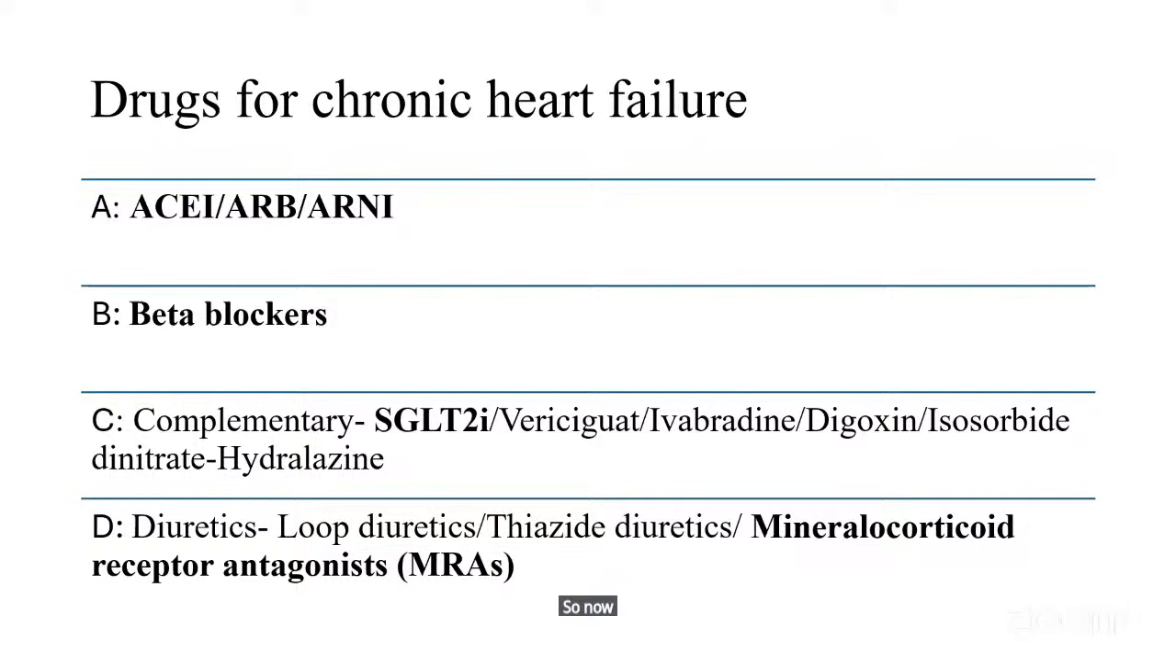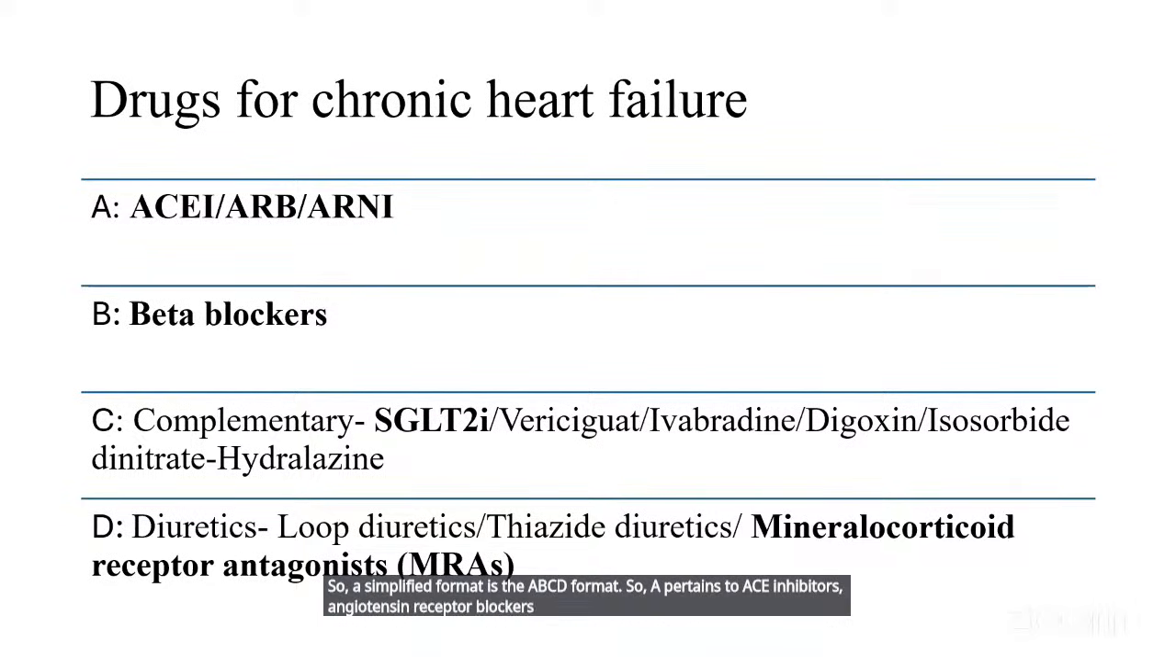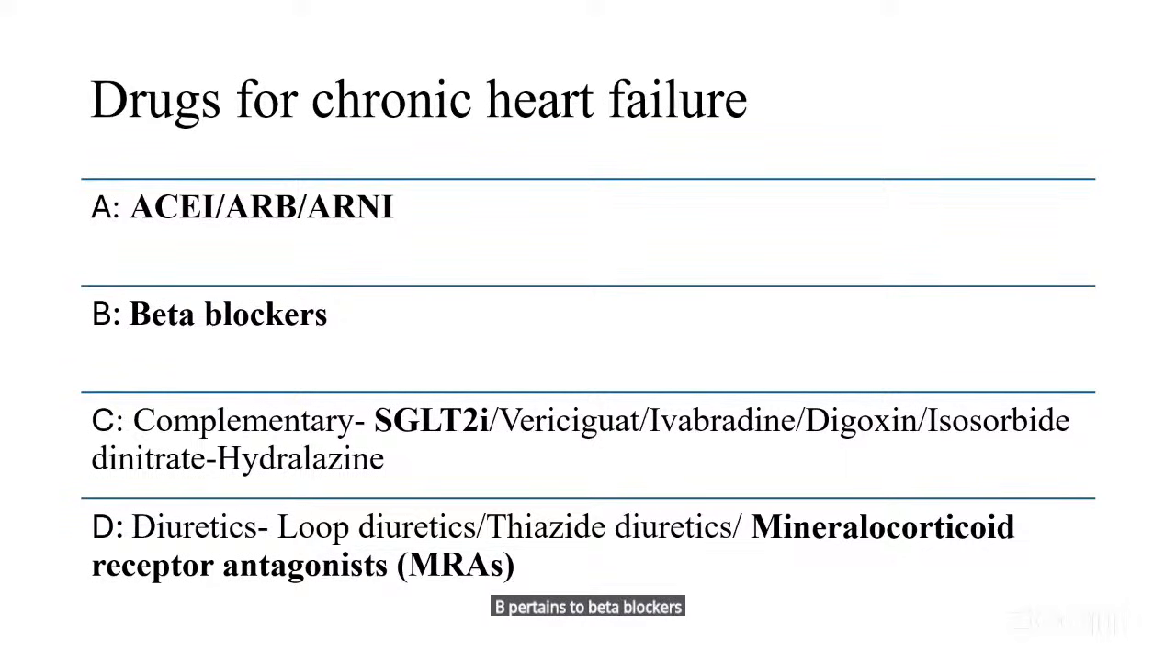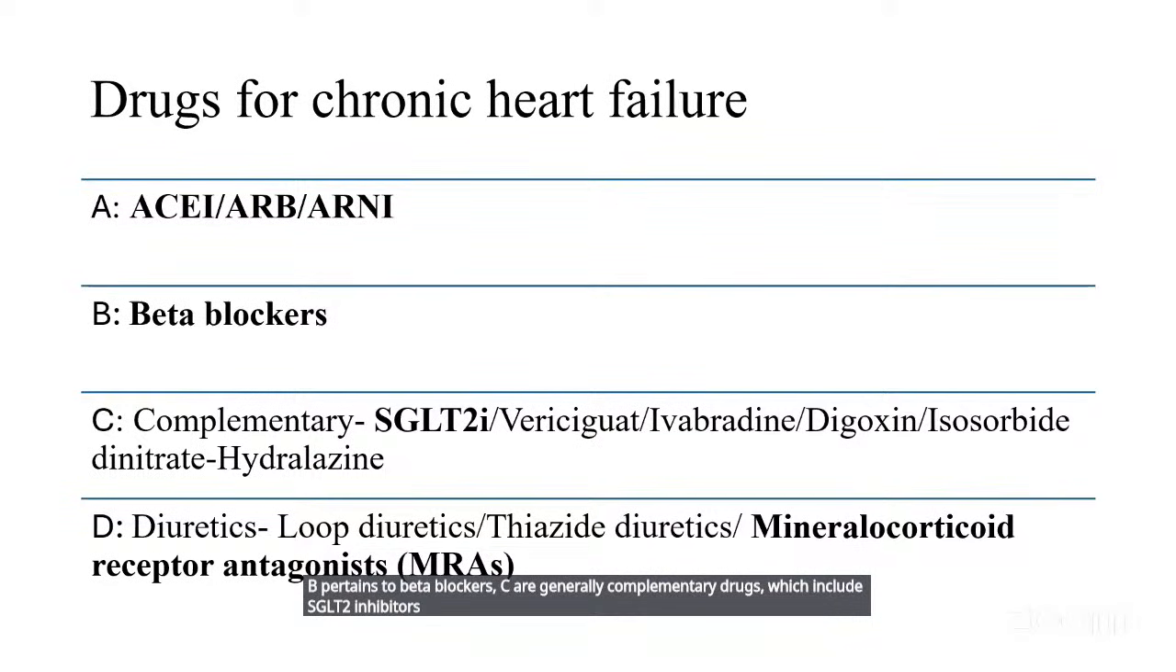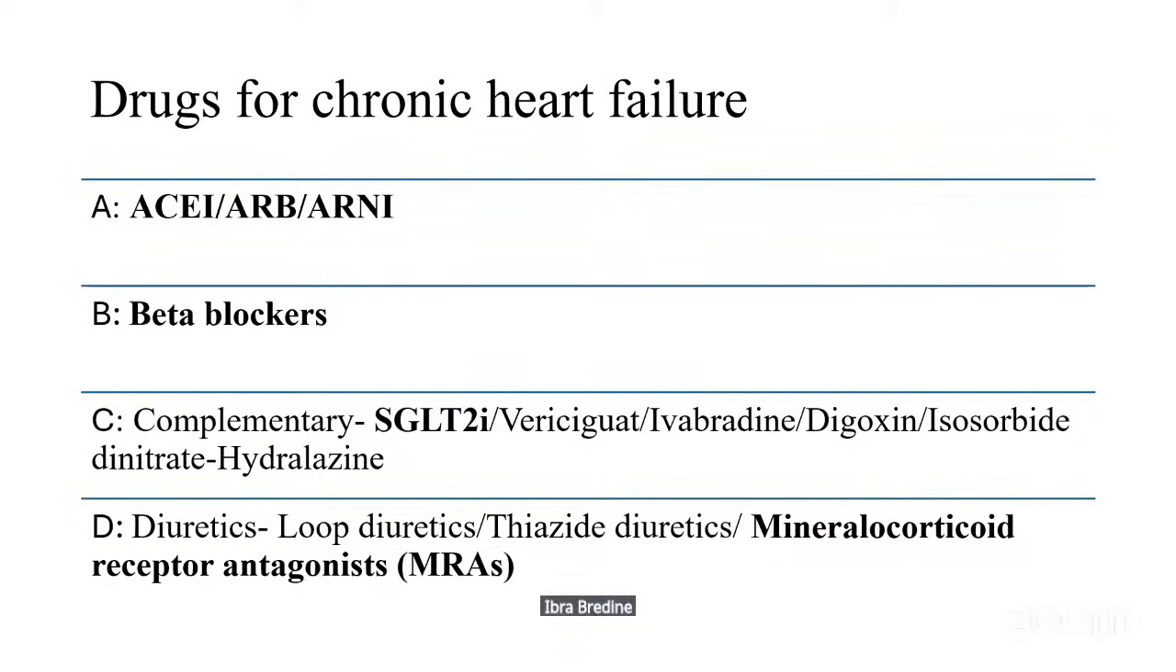Now we'll discuss drugs for chronic heart failure in detail. A simplified format is the ABCD format. A pertains to ACE inhibitors, angiotensin receptor blockers, and ARNIs. B pertains to beta blockers. C are generally complementary drugs, which include SGLT2 inhibitors, vericiguat, ivabradine, digoxin, and the isosorbide dinitrate hydralazine combination. And D pertains to diuretics.